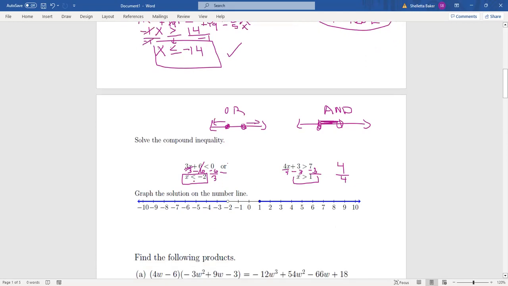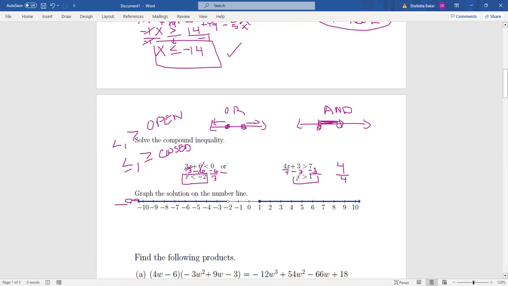We have x less than negative 2. So at negative 2, you see we have an open circle. Remember, you're going to use open circles for less than, greater than. For less than or equal to or greater than or equal to, you're going to use closed circles. So for the first inequality, we have less than, which means we should use an open circle. And then we're shading to the left, shading in the direction of negative infinity.